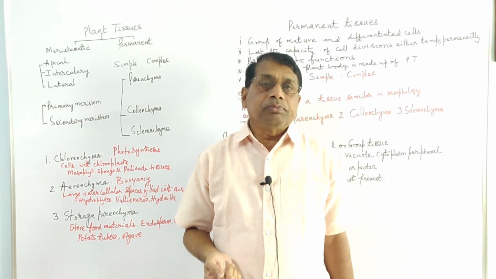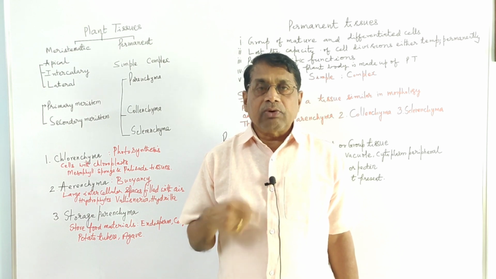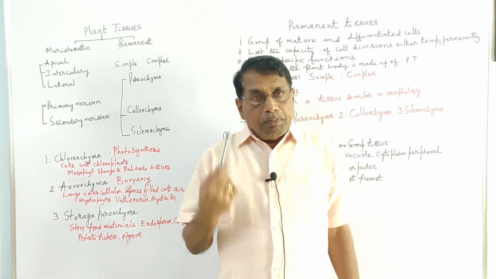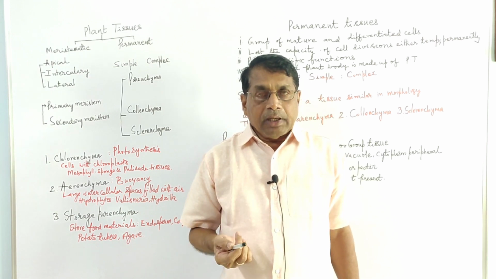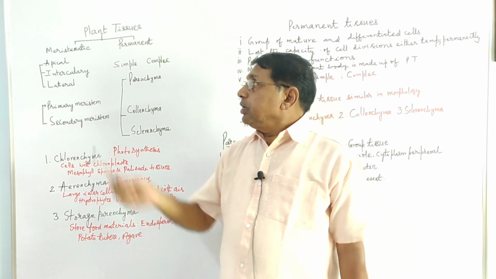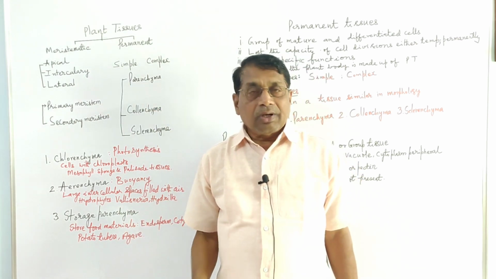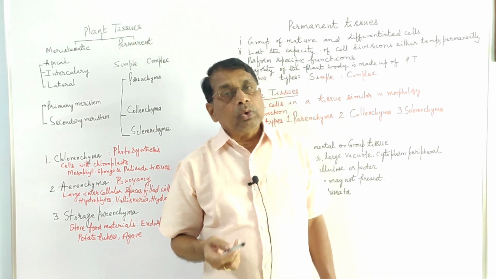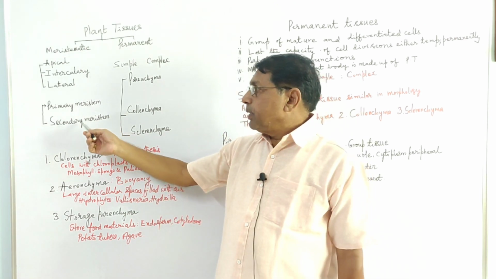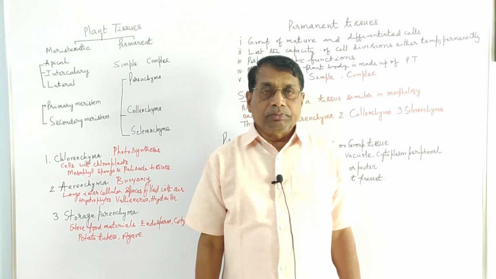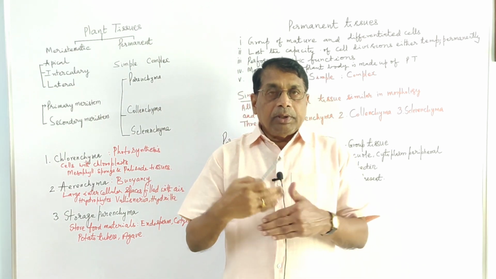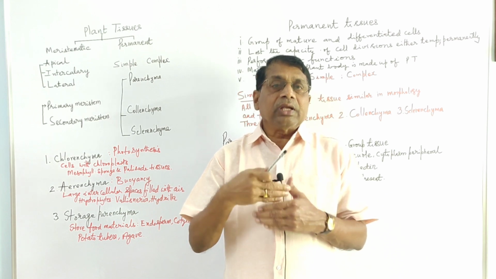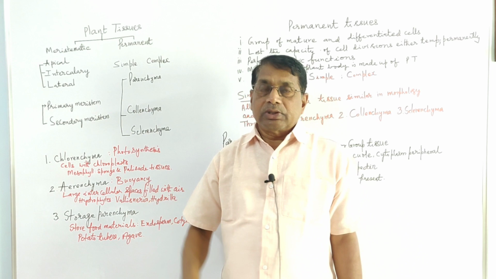But sometimes, according to the requirement of the plant, some permanent tissues, like parenchyma, again differentiate into meristematic tissue. They are not present from the beginning but formed later on according to the necessity of the plant. That is called secondary meristem. The meristem that is formed in the medullary rays during the secondary growth is a secondary meristem.